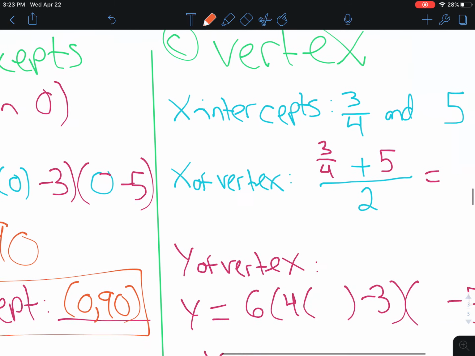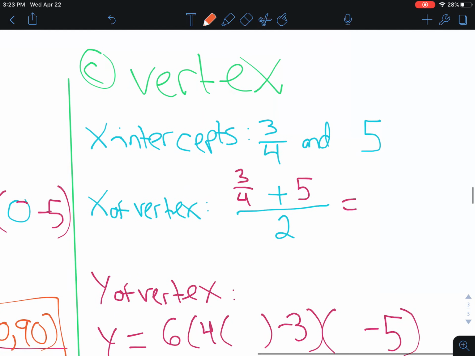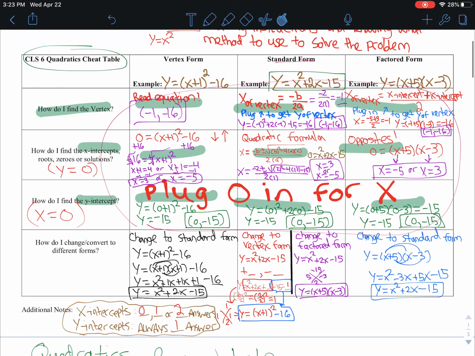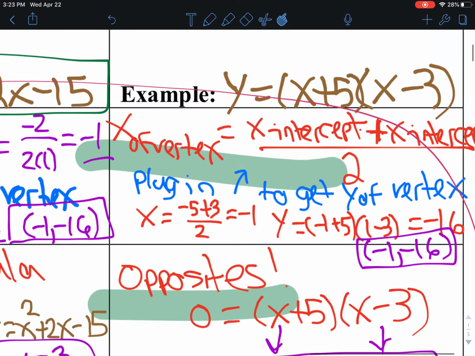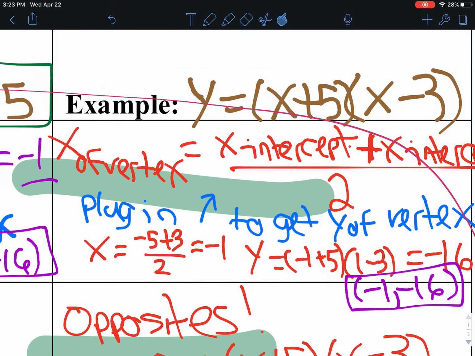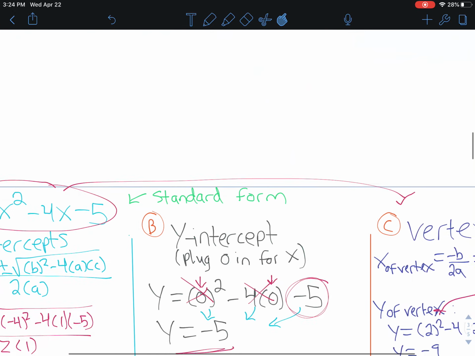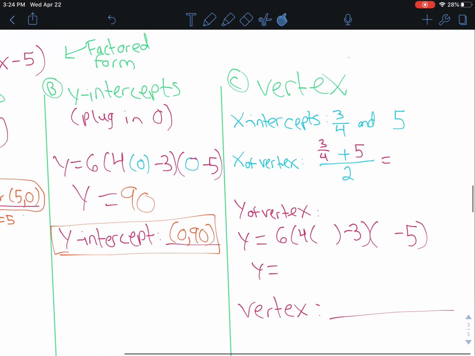All right, the vertex, again, if you forget how to do it, remember, you can always go back here if you need to. Now you're in factor form. Oh yeah, I have to find the x-intercepts, divide by 2, and then plug it in to get the y. So again, that really helps you figure these out, okay? So make sure you're using your cheat sheet. Anyways, x-intercepts are 3 over 4 and 5.